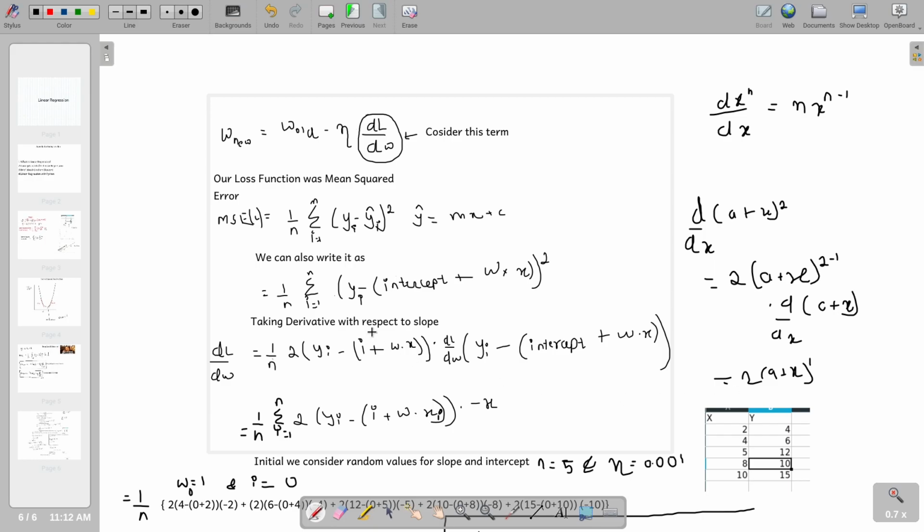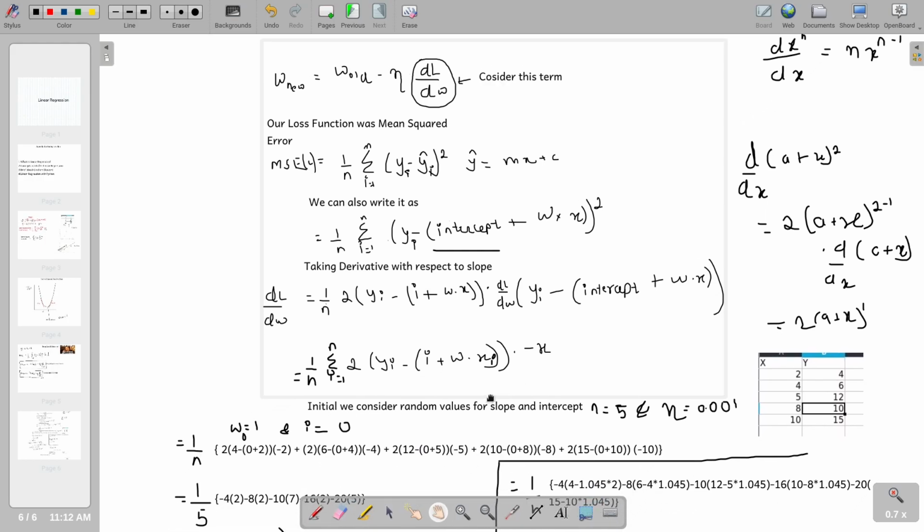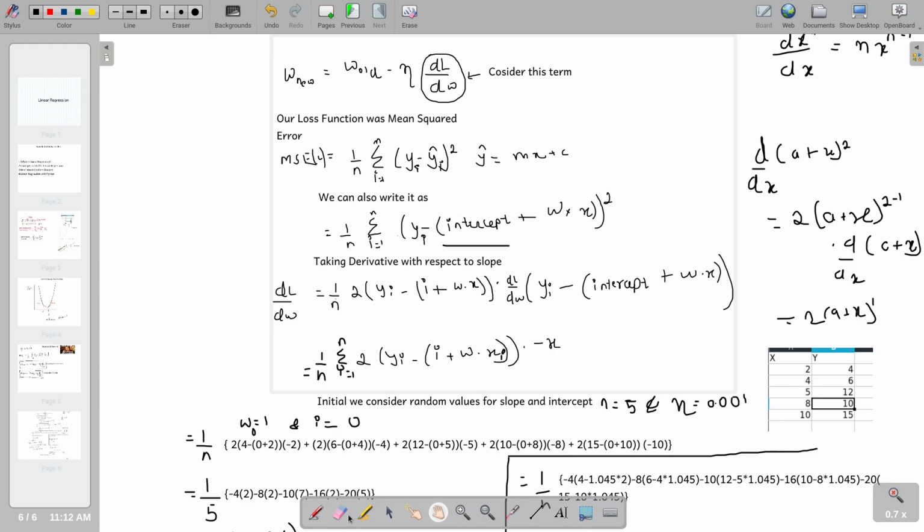So I'm taking the derivative with respect to slope. As you can see, the formula is n into x raised to n minus 1 into the derivative of the inside term. By solving this, this would be considered as constant. Even this would be considered as constant. So 0, 0, plus, so this negative becomes minus x. And this would be the same, right?